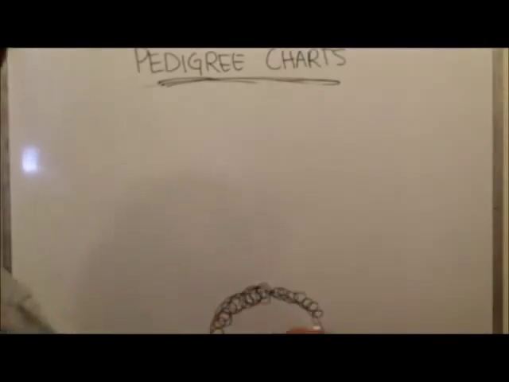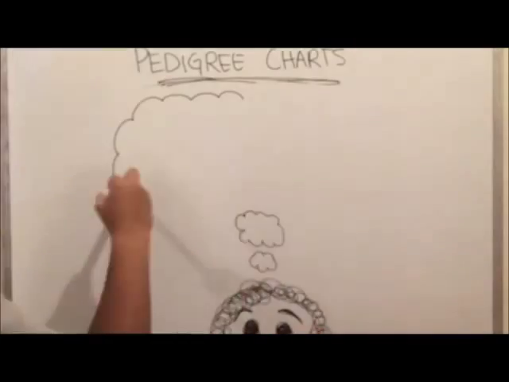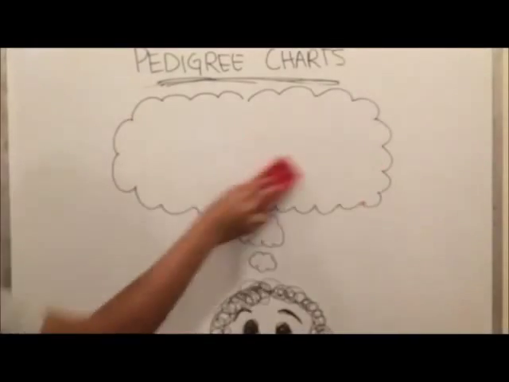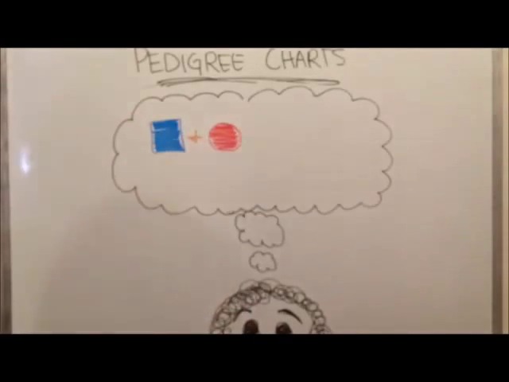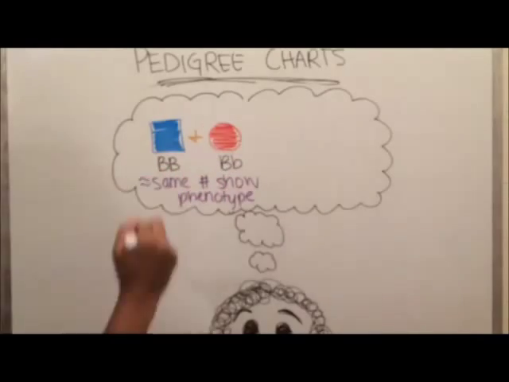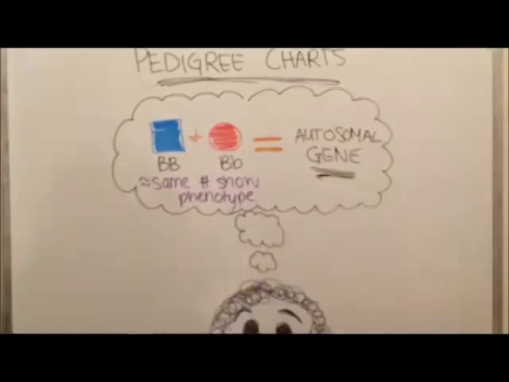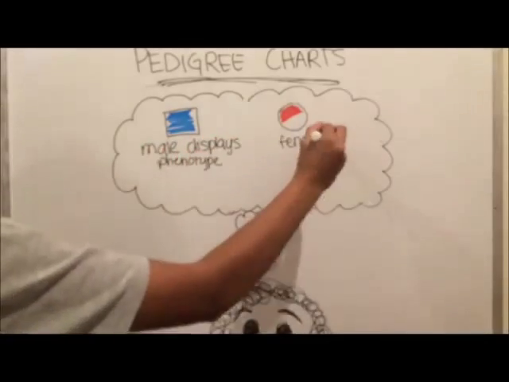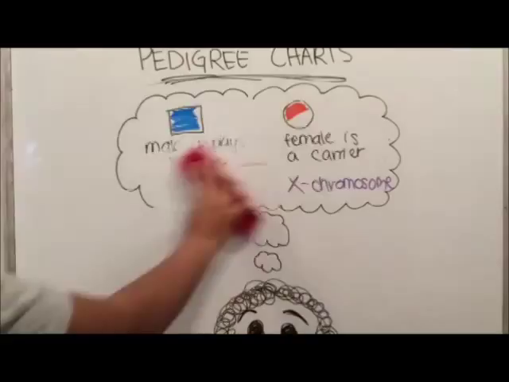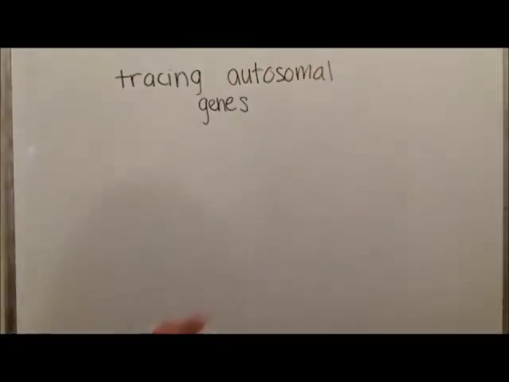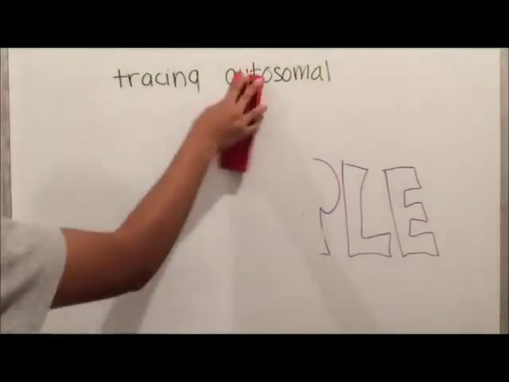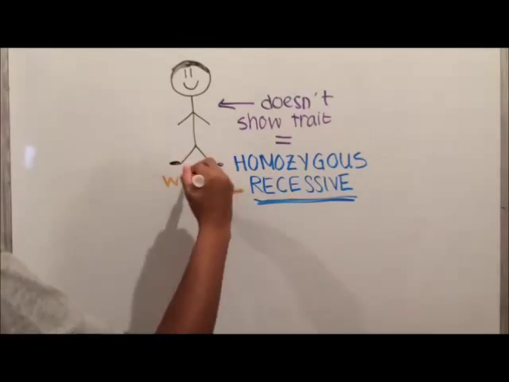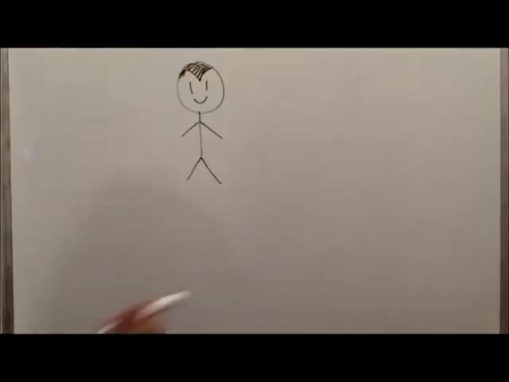In order to understand the pedigree, you also have to use your own logic and reasoning. If approximately the same amount of males and females have the phenotype, then the gene is most likely an autosome. But if the phenotype is more common in males, then the gene is probably on the X chromosome. Tracing autosomal genes is simple. Basically, if a person does not show the trait, then they are homozygous recessive, because a homozygous dominant or a heterozygous genotype would show the phenotype.